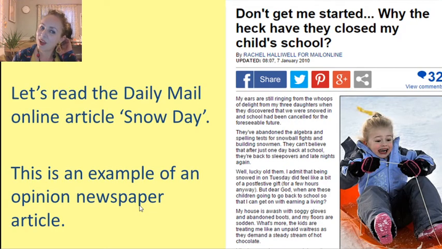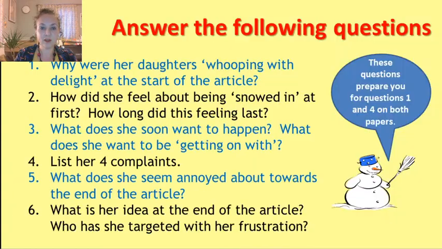Ooh, she's quite cross, isn't she? Okay, so this is an example of an opinion newspaper article. This is the kind of thing that you will probably have to write for your exam. It's a really good skill to learn, actually, just in life in general, so that you can get your message across.